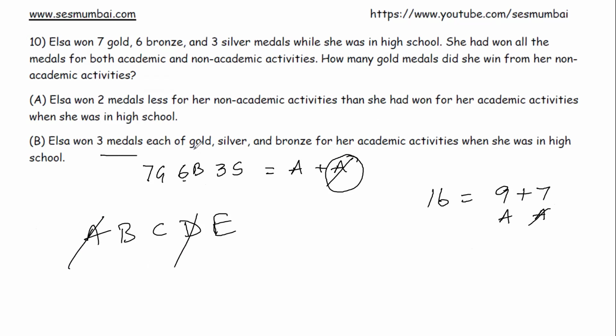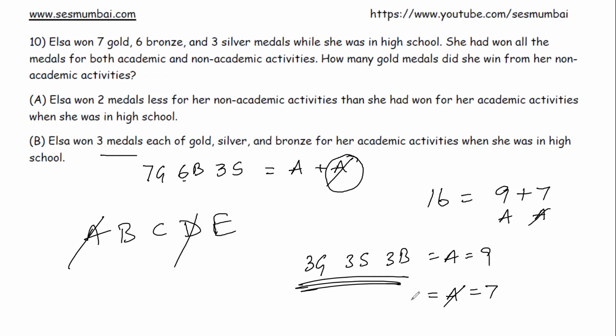Statement B: Elsa won 3 medals each of gold, silver, and bronze for her academic activities. So now I know that 9 medals went for academic. From the question stem, I know there are 16 in total. So I know that there are 7 medals for non-academic. And I know that there are 7 gold and 3 gold went for academic, then 4 gold are for non-academic. And that's all I care about. I don't care about the silver and bronze part.